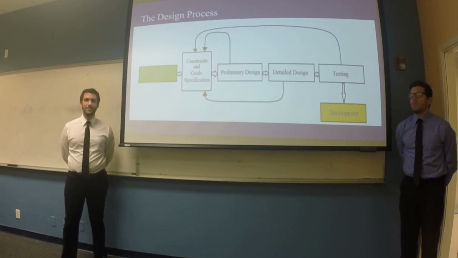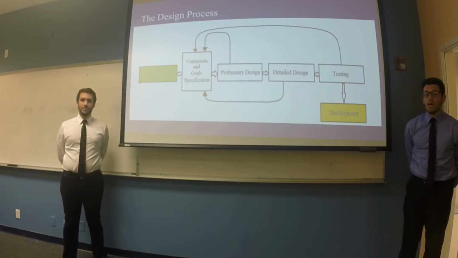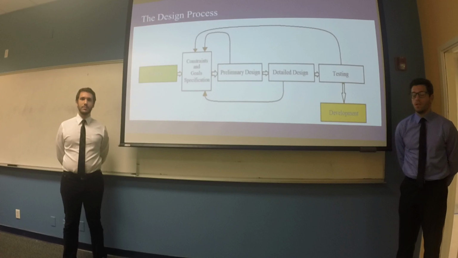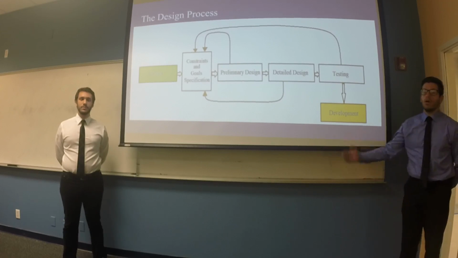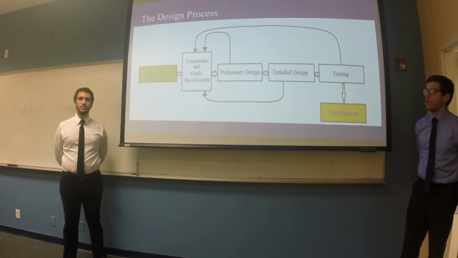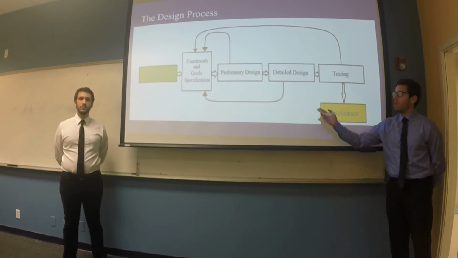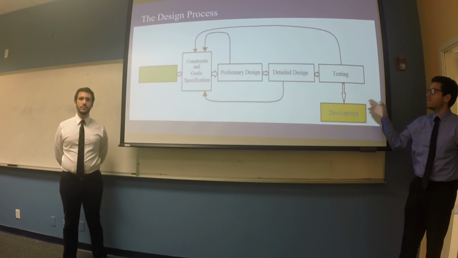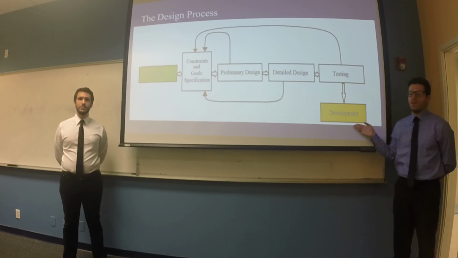So the overall design process of a race car hasn't really been established as a step-by-step. But if we had to put it in one, this is how it would be. First you would start with your analysis in the green, and then you'd follow through with your constraints and goals, preliminary designs, detailed designs, testing, and final development.